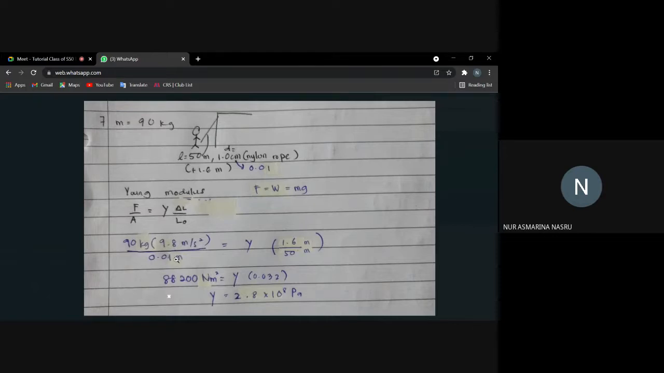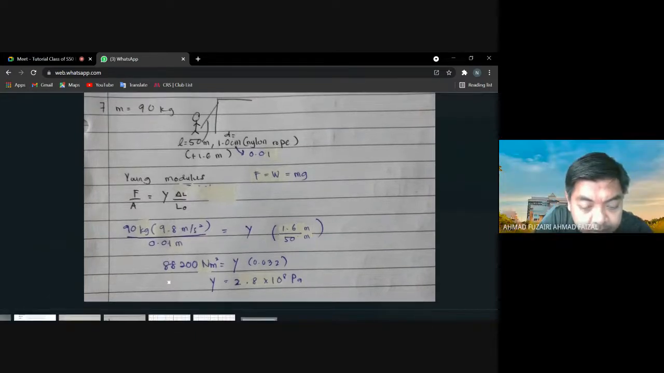Yang area tu saya salah masukkan. Saya pergi masukkan diameter dia. Patutnya area tu kena pi R squared. Jawapan dia 7.85 kali 10 kuasa negatif 5, area. So delta L ialah 1.6. L not ialah 50 meter. Okay, F ialah 882. F 882 tu betul dah.